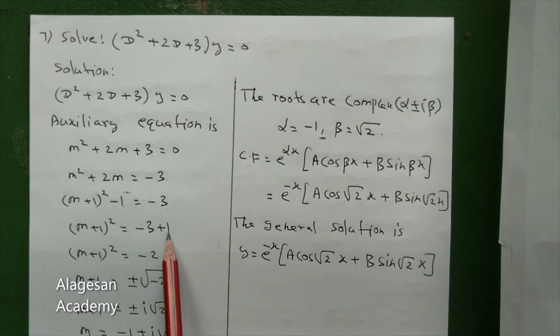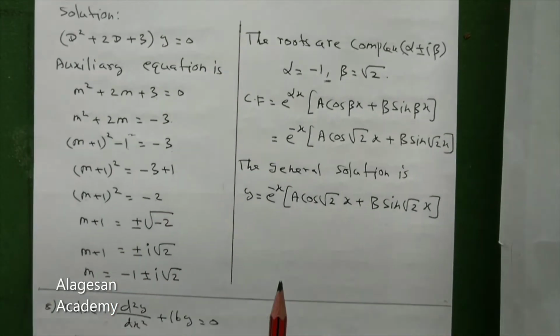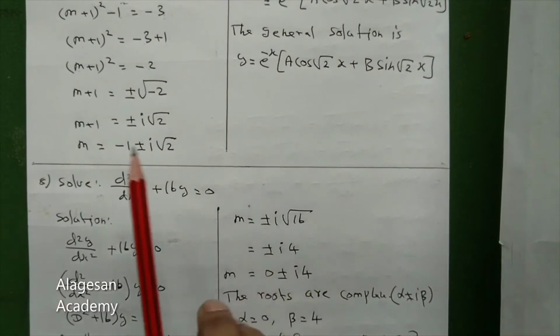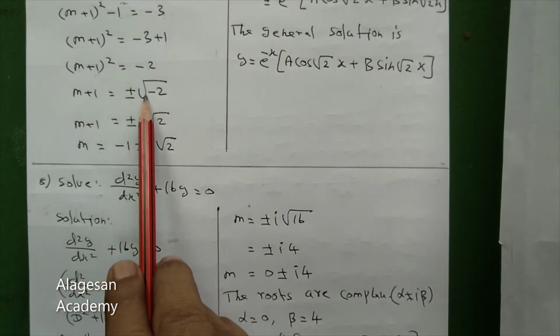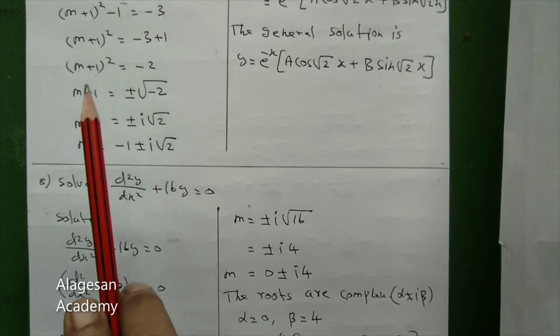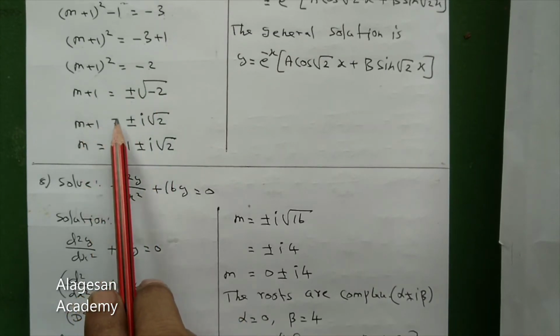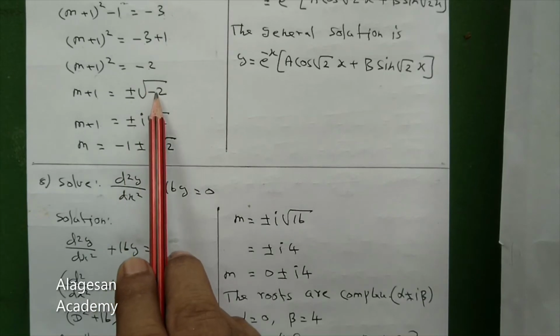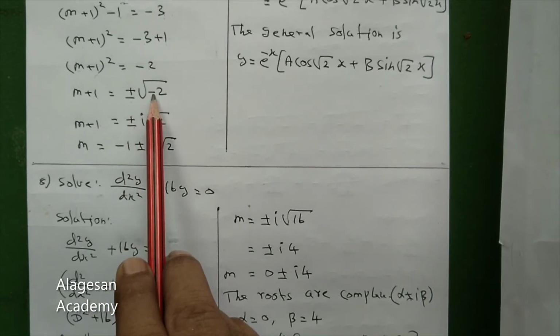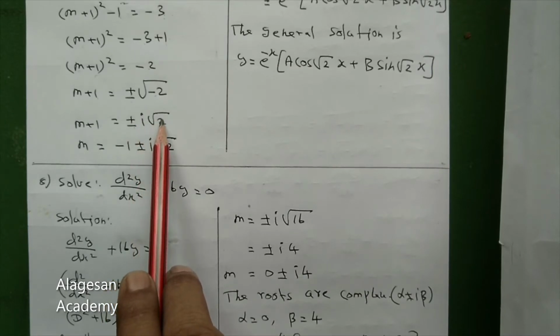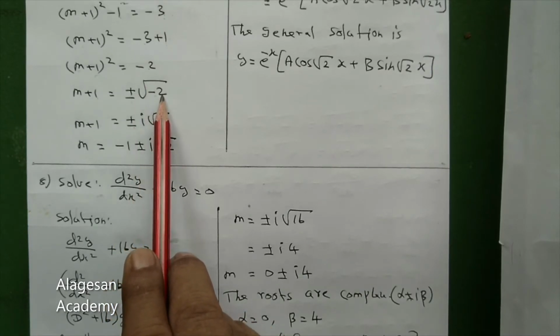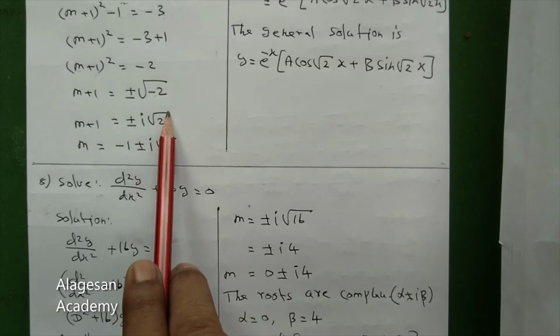Can you understand this? Okay, so (m plus 1) whole squared equal to minus 3 plus 1, that is minus 2. Next, taking square root, m plus 1 equal to plus or minus root of minus 2. If there is a minus inside the root, we have to put i outside. So i root 2. Did you understand this step? Root of minus 2 is i into root 2.